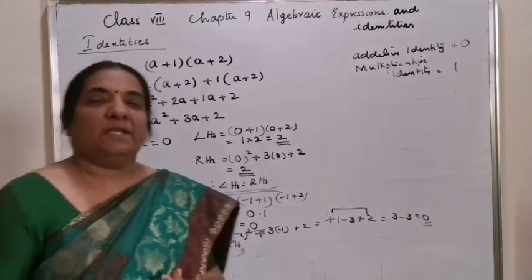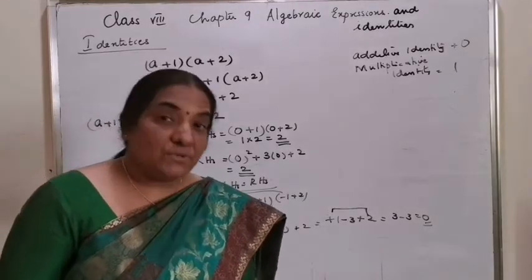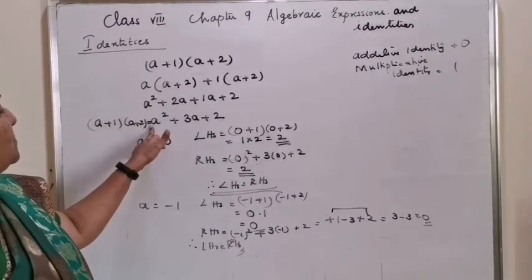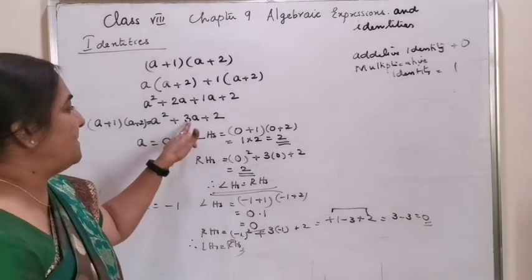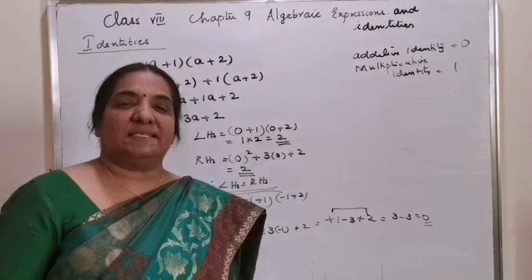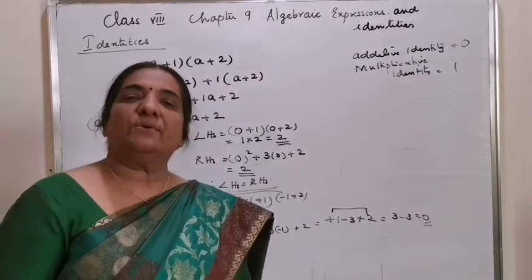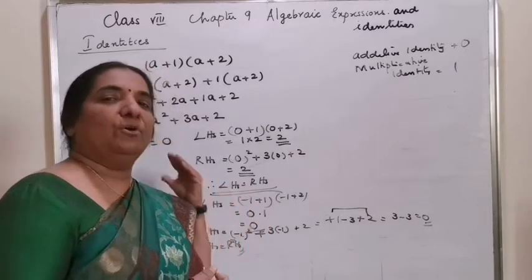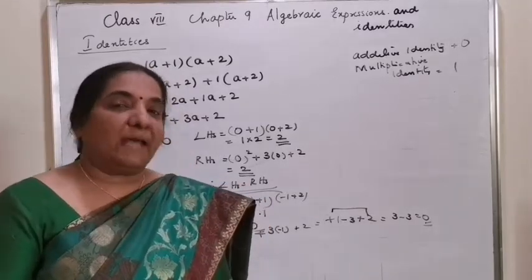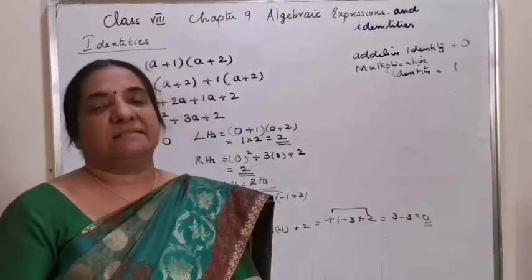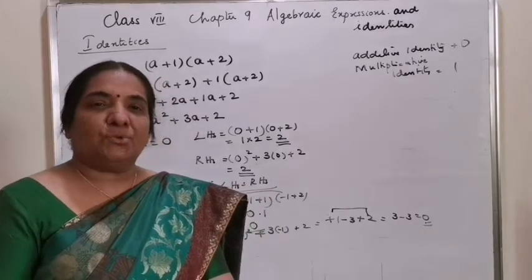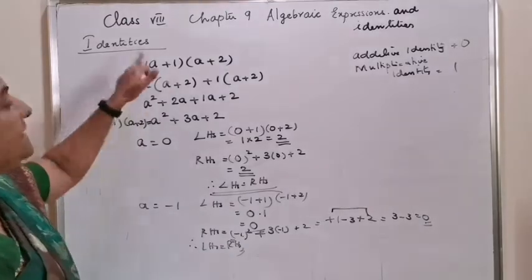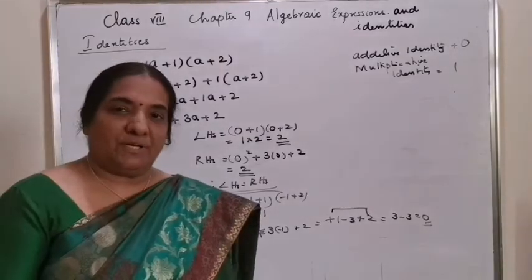Thus, in algebraic expressions, you can say that a plus 1 into a plus 2 is equal to a square plus 3a plus 2 is an identity because for any value of a in this particular problem or in any problems, what happens is the LHS and the RHS balances. So, we call such expressions as identities in algebra.